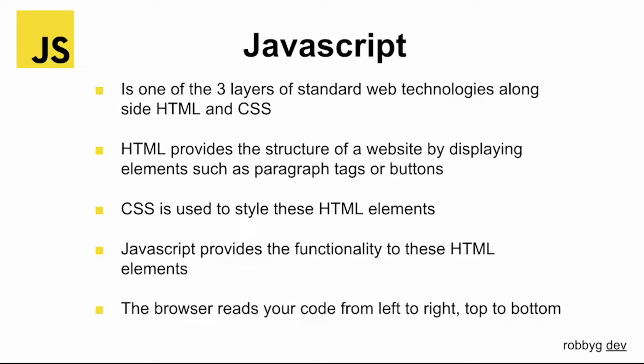So JavaScript is one of the three layers of standard web technologies alongside HTML and CSS. HTML is responsible for the structure of a website and gives life to the elements on a page. An example of an element is a simple login button. CSS is used to style these particular HTML elements, like the login button's width, its height, text color, background color, and so on. Then JavaScript is used to create dynamic functionality.